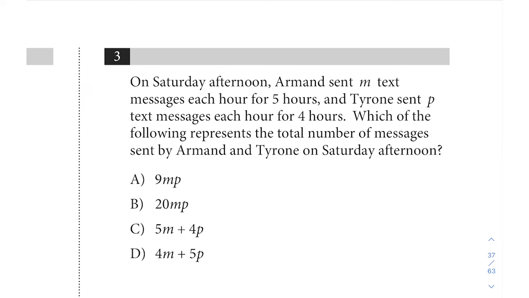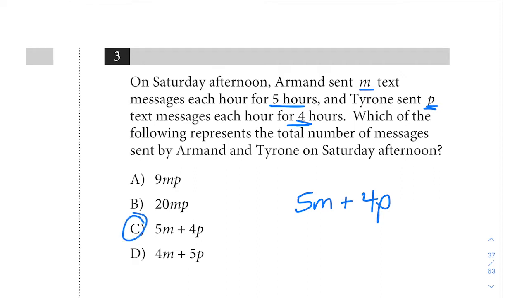On Saturday afternoon, Armand sent M text messages each hour for 5 hours, and Tyrone sent P text messages each hour for 4 hours. Which of the following represents the total number of messages sent by Armand and Tyrone on Saturday afternoon? So for this, it's M for 5 hours, which will be 5M, and then it's P for 4 hours, which will be 4P, and we are adding those together, which will give us 5M + 4P.